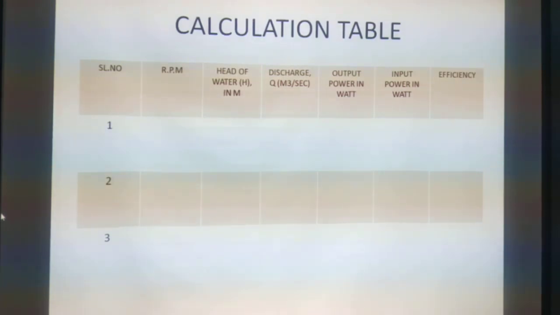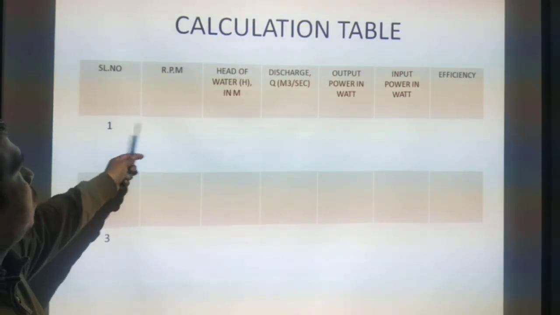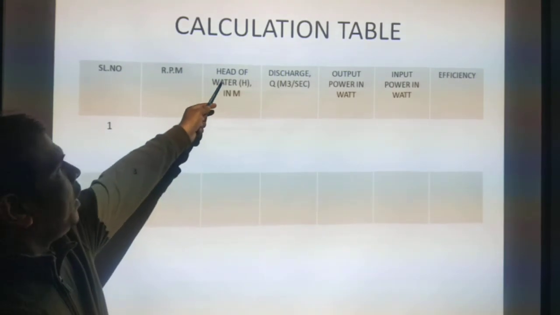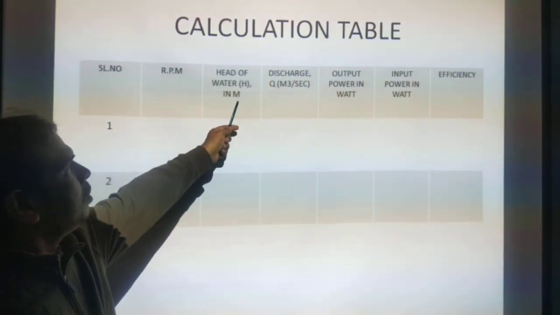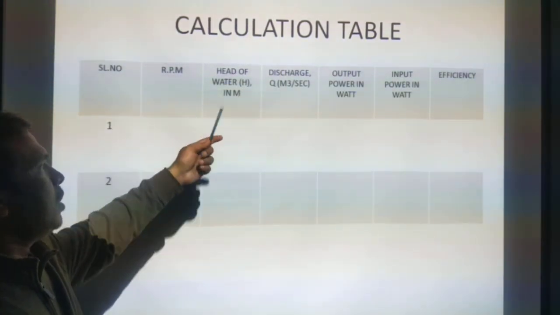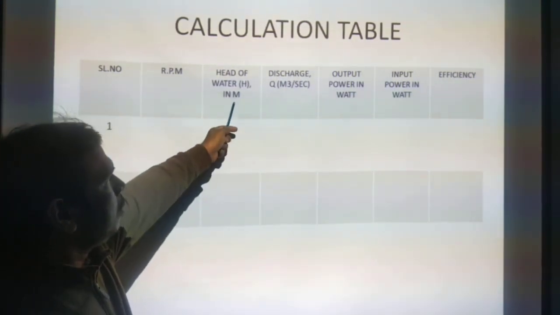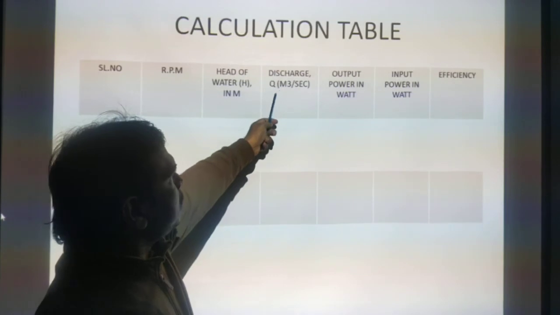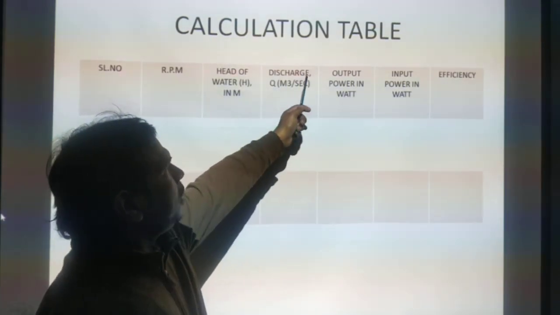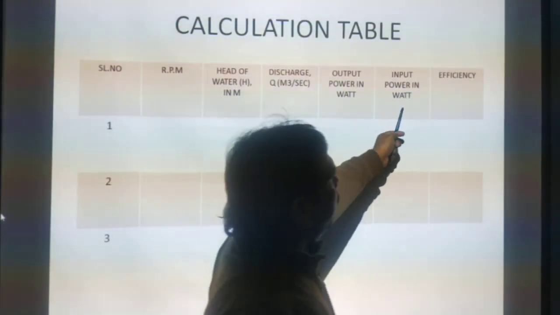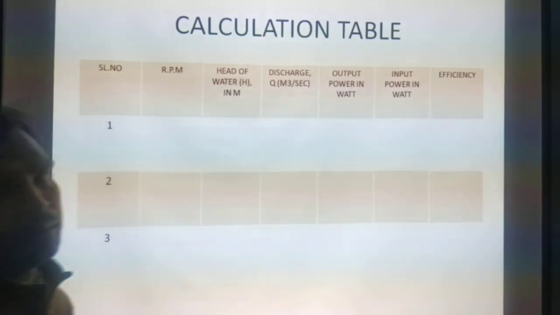And this is your calculation table. For first reading, this is your RPM, head of water in meter. The pressure gauge reading is in kg per centimeter square, so you have to convert that into meter. Next, discharge Q. Next, output power, input power, efficiency.